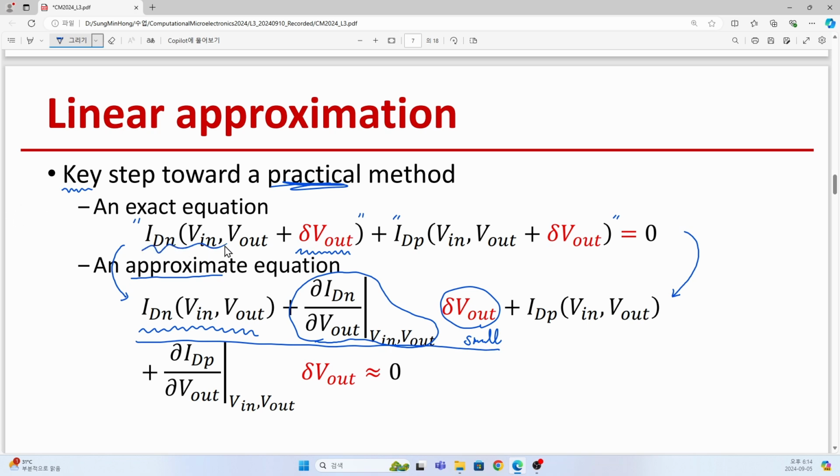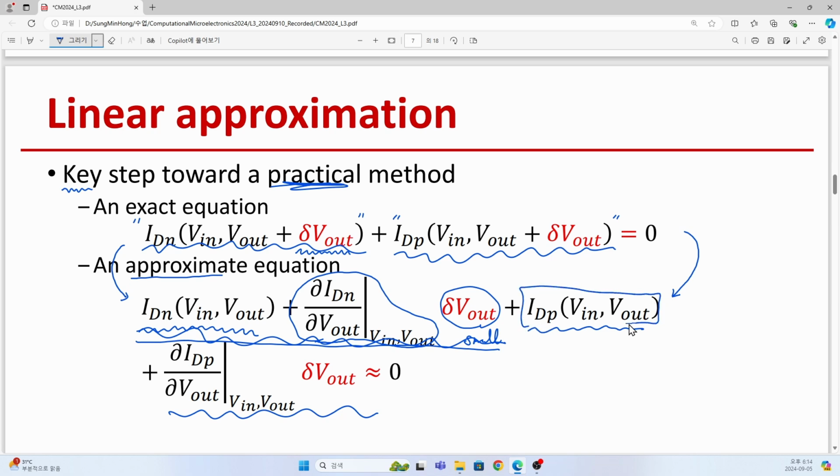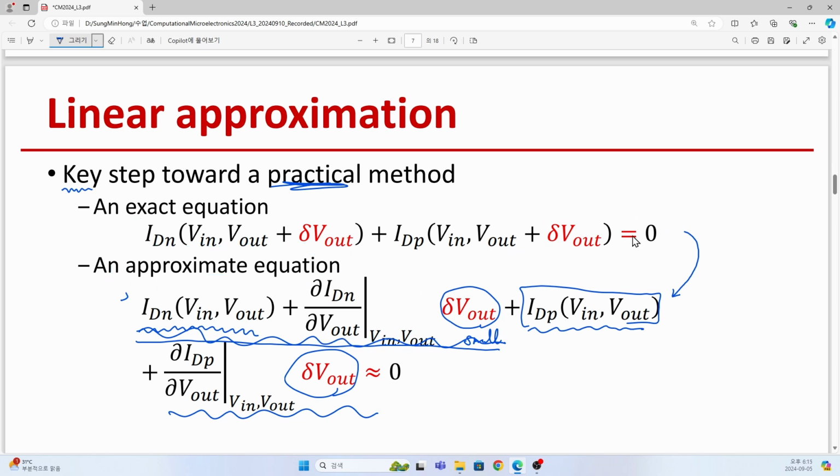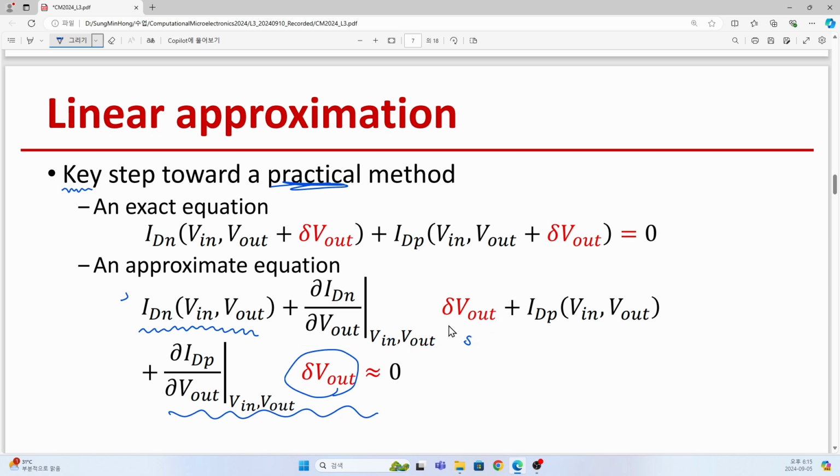The first term is expressed in that way, and of course we have another term. The second term is expressed as this one. So we have a constant term and a linear term with respect to delta V out, the update value. Okay, then what is the difference between the original exact equation and this simplified approximate equation?